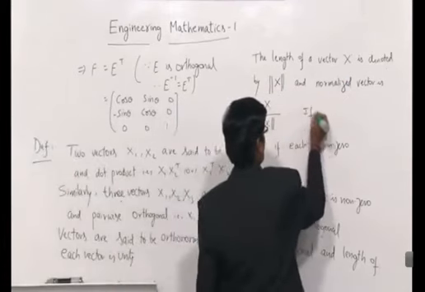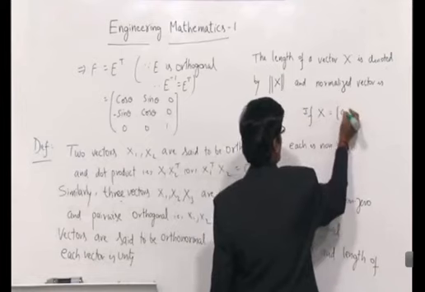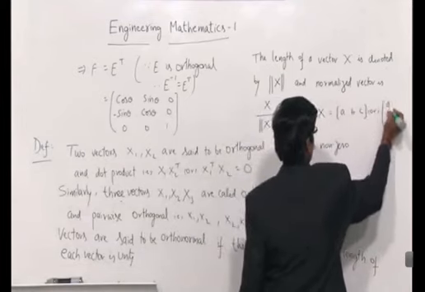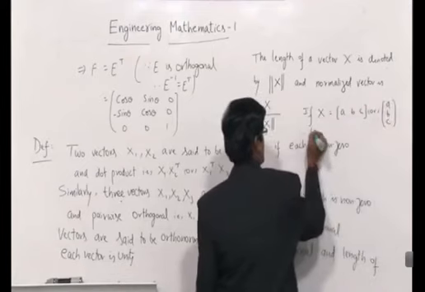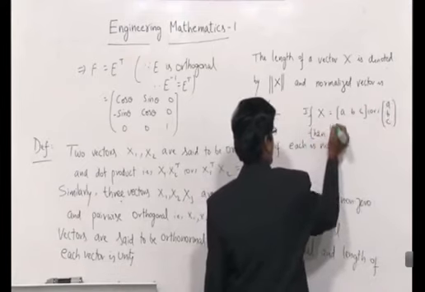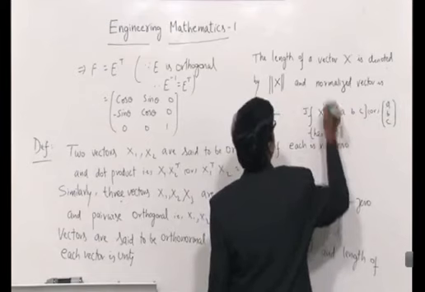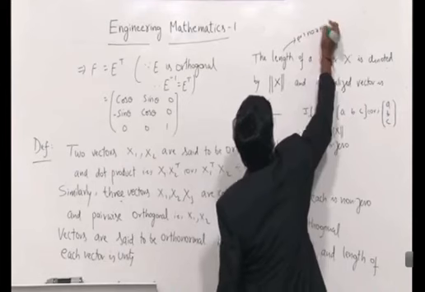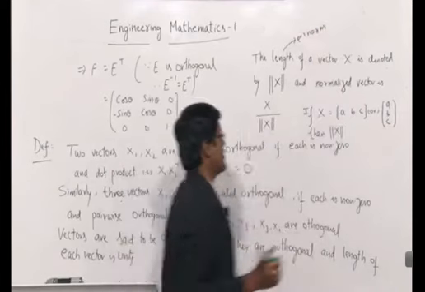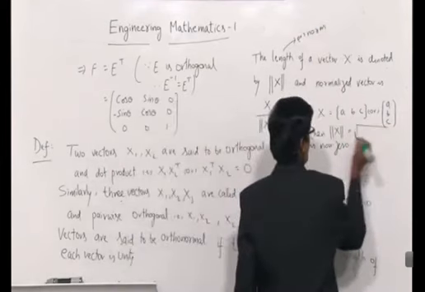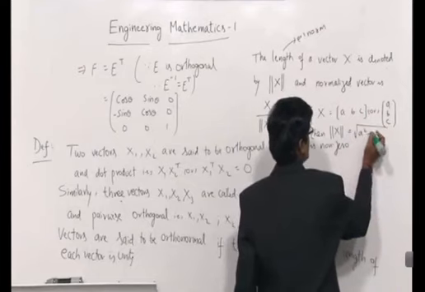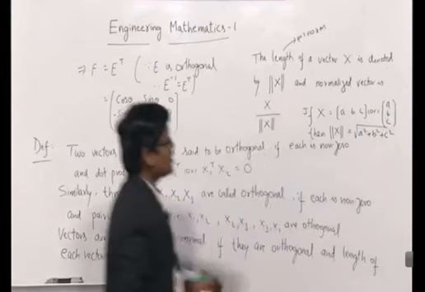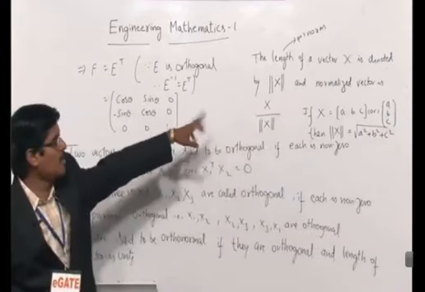If x is either a row vector or a column vector, then its length, also called magnitude or norm, is equal to the square root of the sum of the squares: a square plus b square plus c square. This is the procedure for length or norm, and then the normalized vector.